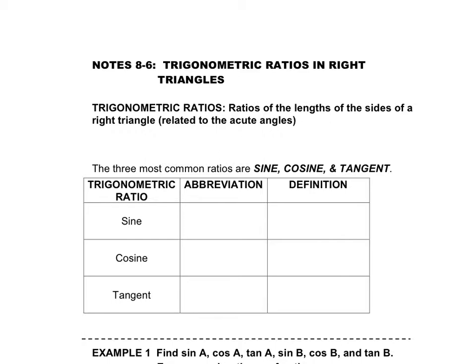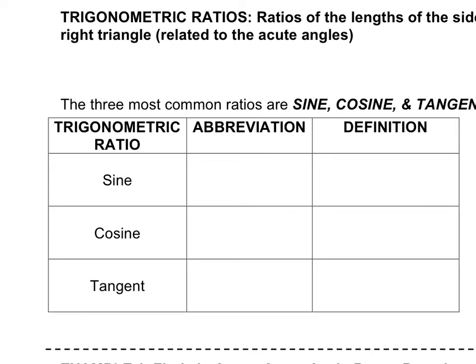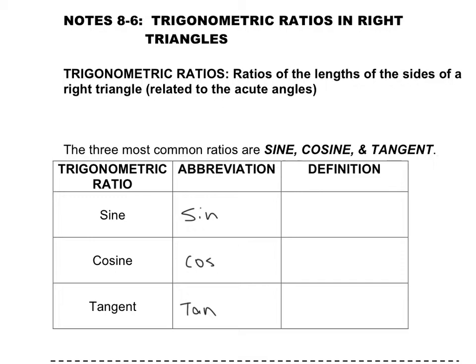So there's three basic trig ratios, and there are more, but these are the three that we normally know, and they're on your calculator. We have sine, S-I-N-E, which is abbreviated SIN, cosine, which is abbreviated COS, and tangent, which is abbreviated TAN. So those are all buttons on your calculator. And what these stand for is the relationship between certain angles and sides.